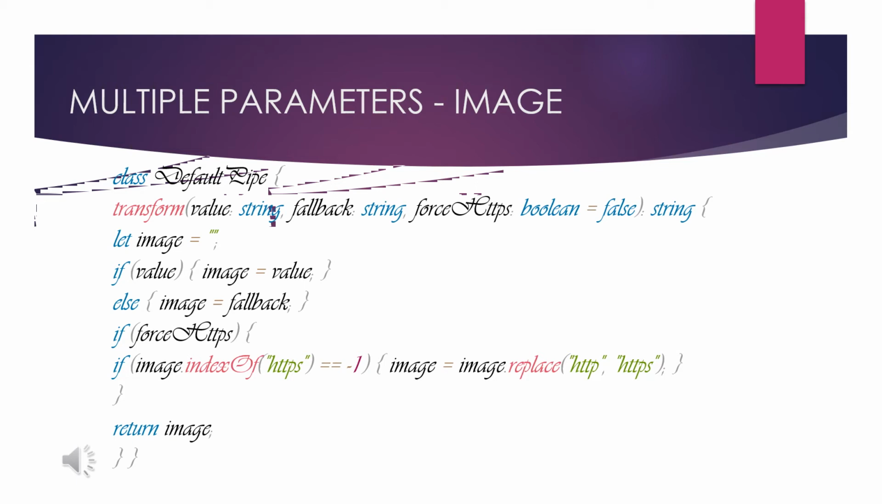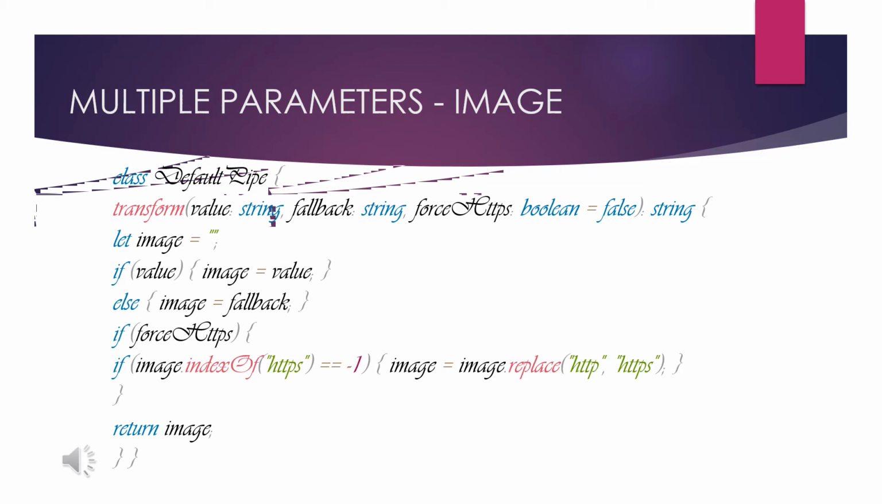So I have 3 parameters here. One is a value which belongs to a string type, and another one is fallback, which also belongs to string, and another one is force https, which is a boolean. Okay, the default value is false here.